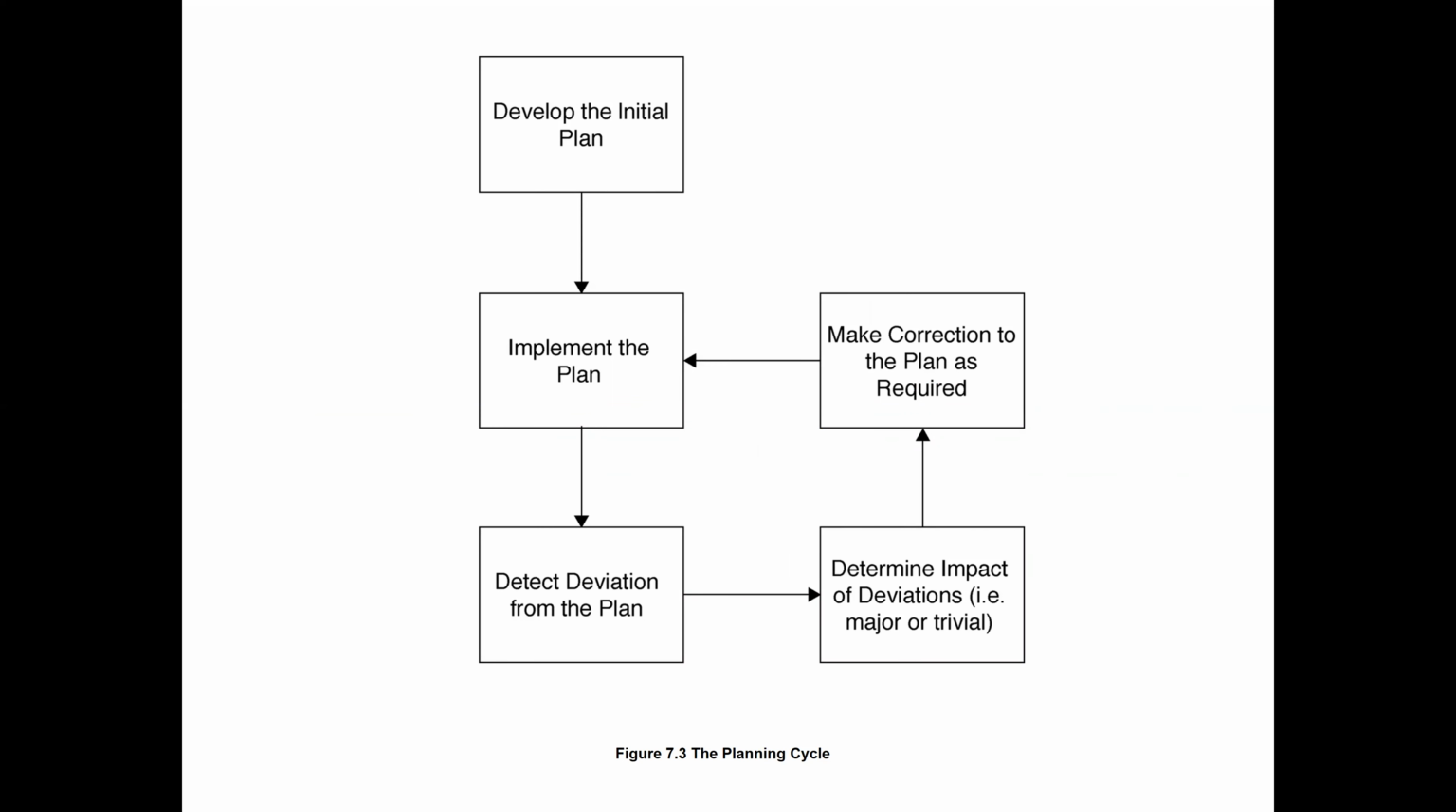So develop the plan. Okay. Then do, implement that plan. Then it's a check. Okay. So detect deviations from the plan. Determine the impact of deviations or make corrections to the plan as required. So it's like a repetition cycle. We should be updating our plan whenever it is required.